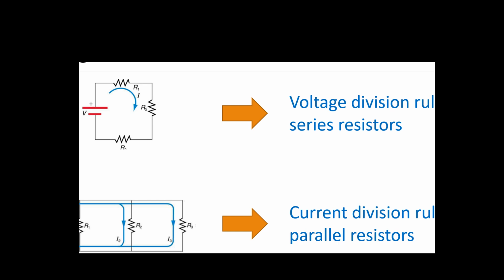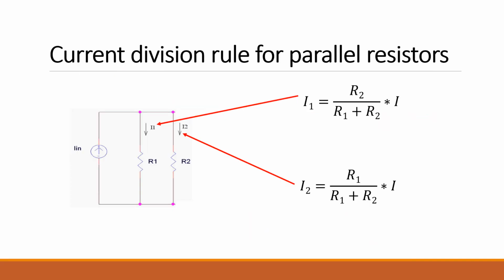We know that when the resistors are in series we have the same current, but the voltage is divided between the series resistors, and when the resistors are in parallel we have the same voltage across the parallel resistors, but the current is splitting. So that's why we apply the voltage division rule to find the voltages across different resistors in series connection, and we use the current division rule to find how this current is split between the resistors. Now let's start with the current division rule.